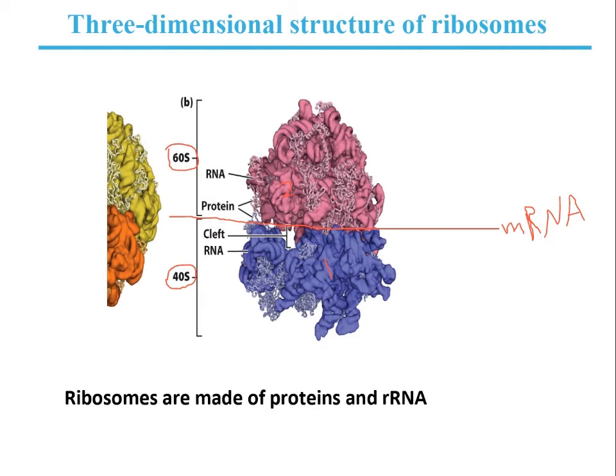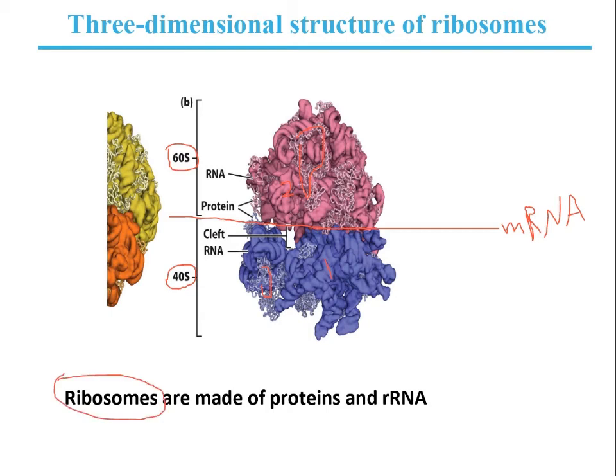Also the ribosome, this is the protein. Also the ribosome has RNA, which is ribosomal RNA. You see, this is the ribosomal RNA, and this is the ribosomal RNA. So both of them, the protein and the RNA, we call them ribosomes.